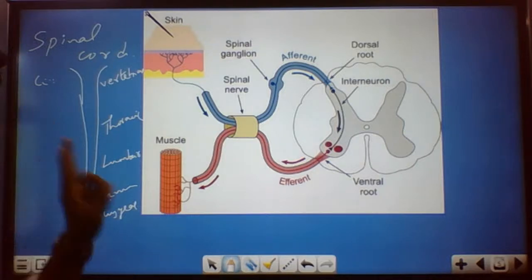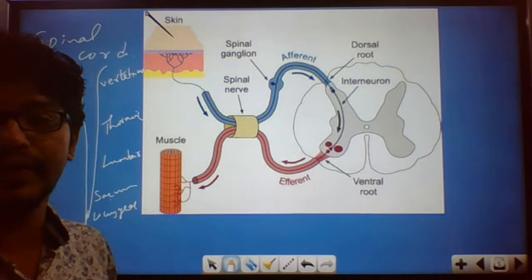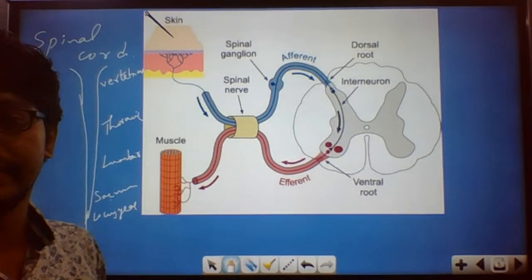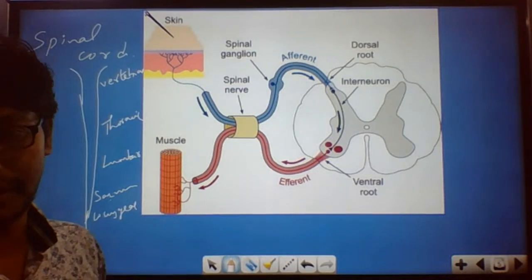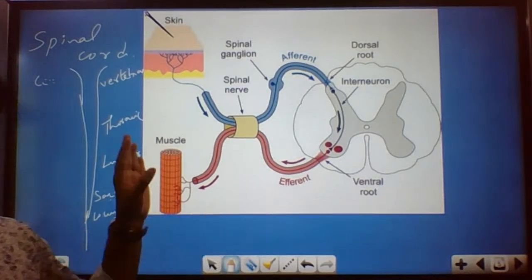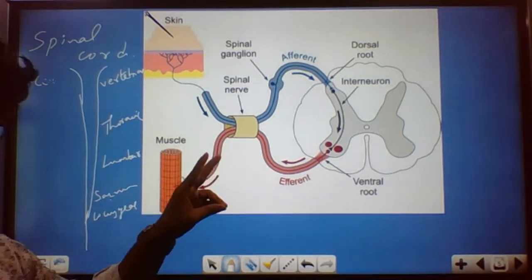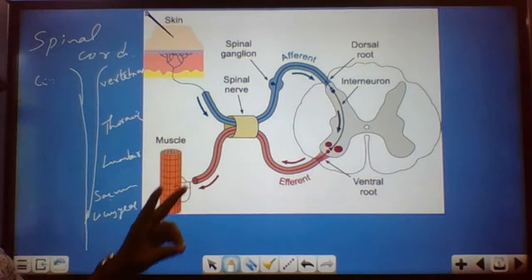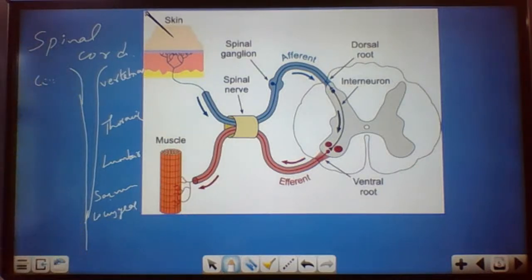It consists of two horns, one is the gray horn and the other is the white horn, that is the gray matter and the white matter. Exactly, it's 35 grams and 40 to 45 centimeters, and the segments are 31 in number. So we discussed this already. The length is 42 to 45 centimeters.